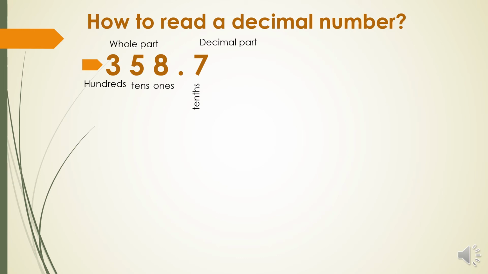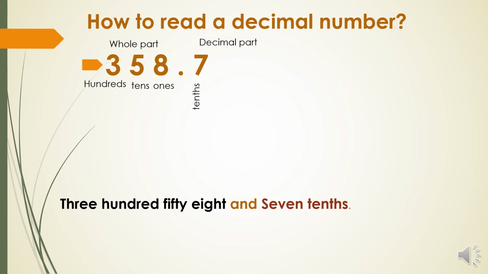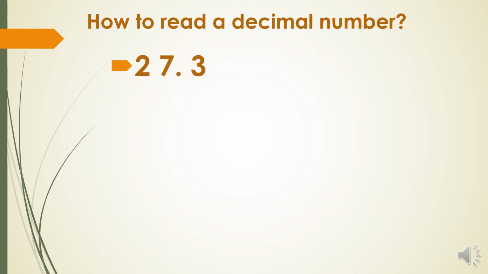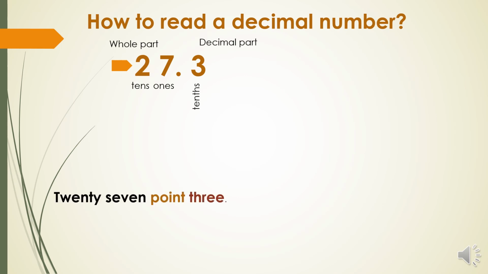Okay? Now, to write it in word form, also we have to write 358 and 7/10, or 358.7. Another example, 27.3. I read it 27 point 3 and I can write it also 27.3. Okay? Or we have to write it 27 and 3/10. Okay?